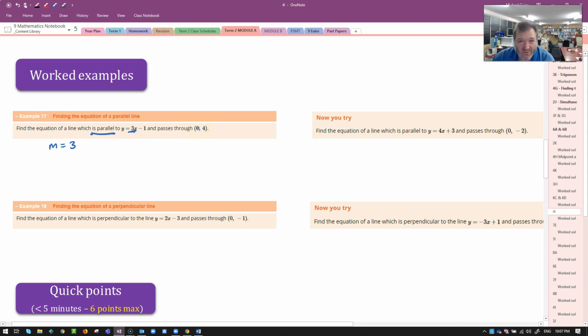Well, the y-intercept happens when x equals 0. They've actually told me the y-intercept here, haven't they? They've told me that x equals 0, so the y-intercept is going to be 4.